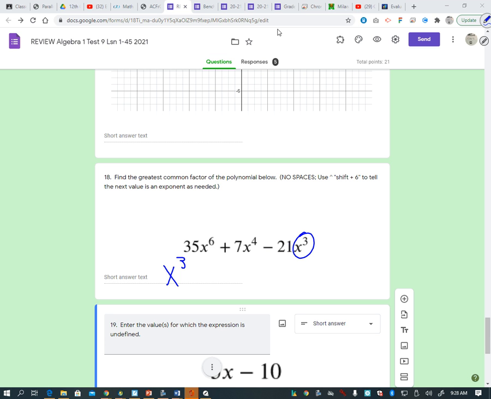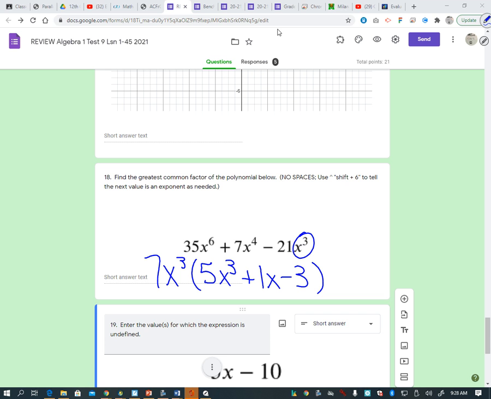What's the largest coefficient I can take out of everything? You said it, 7. So what does that leave me with? What's 35 divided by 7? 5. If I take 3 x's out of where I have 6, how many x's do I have left? 3. 7 times what equals 7? 1. How many x's do I have left here? 1x. 7 times what is negative 21? Negative 3. And I don't have any x's left, correct?